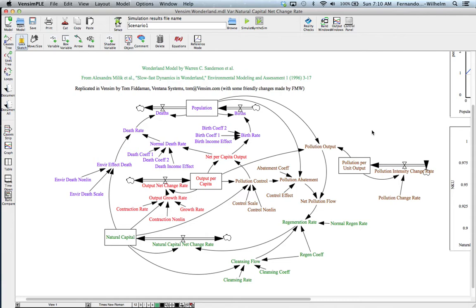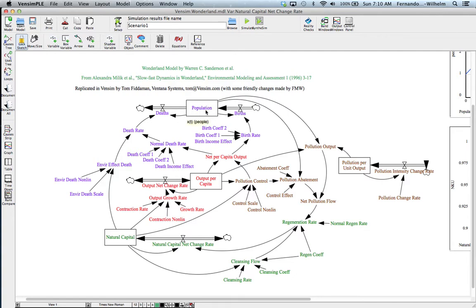First, identify the stocks. We have the four major stocks: population right here, X. The output per capita, this is Y. The natural capital, this is Z. And the pollution per unit output, which is P. Okay, so let's take a look at how each of these stocks is assembled from the flux point of view.